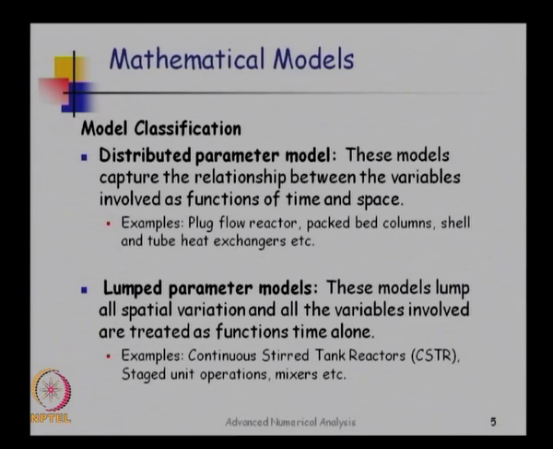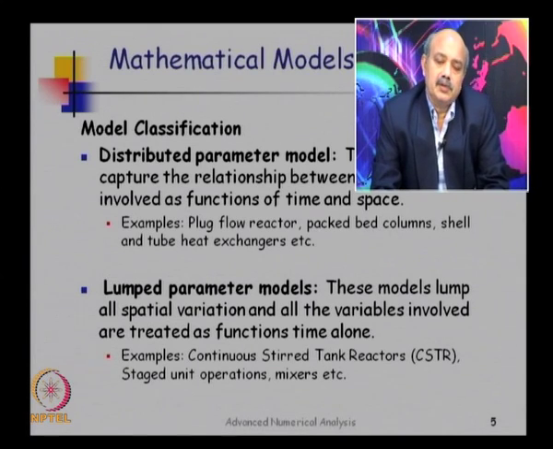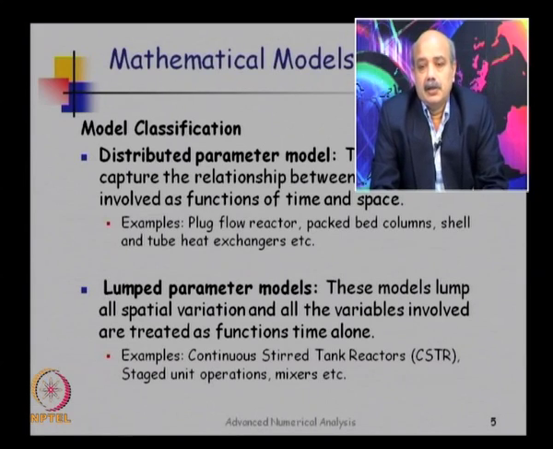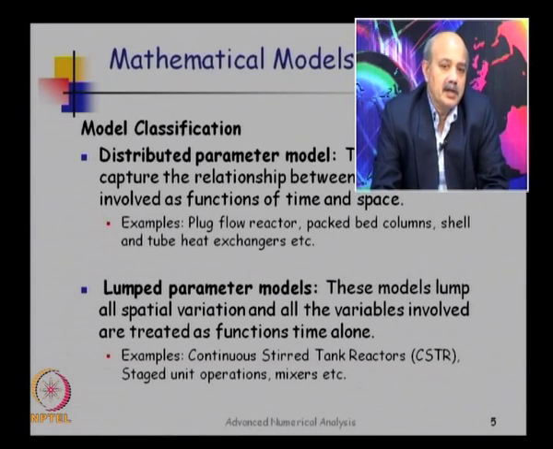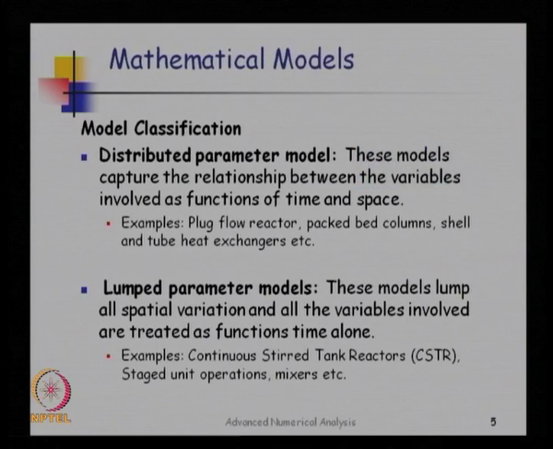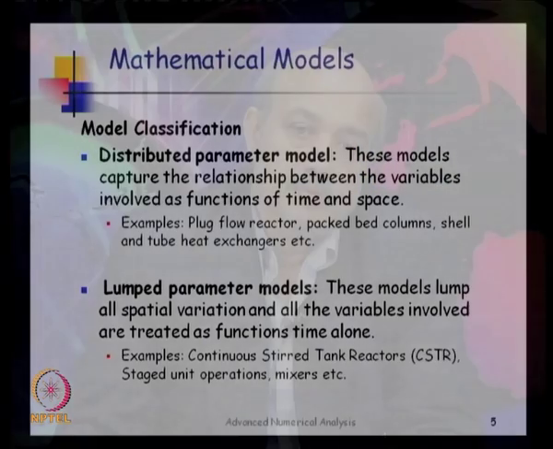For example, stirred tank reactors, multistage unit operations, mixers. These are models ignoring spatial variation, and if necessary we only consider variation in time alone. If you are looking at transient behavior, only time comes into the picture. If you are looking at steady state behavior, you may get only algebraic equations. So these are two broad classes of models encountered in chemical engineering, and we are going to study how to solve different subclasses belonging to these two broad classes of models.